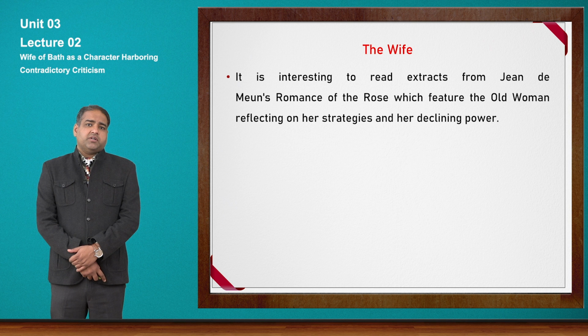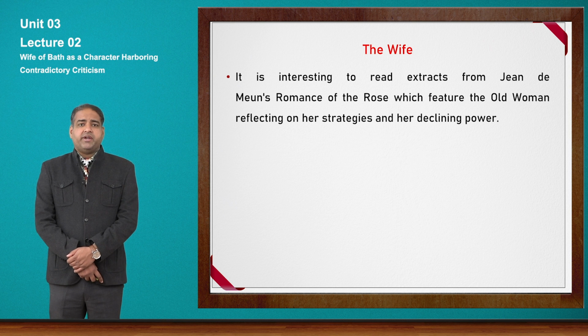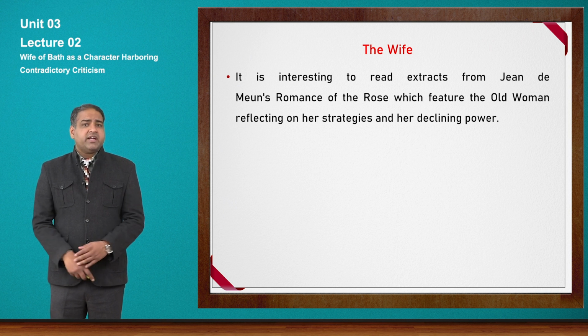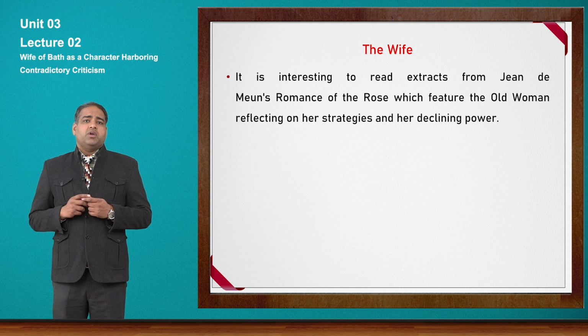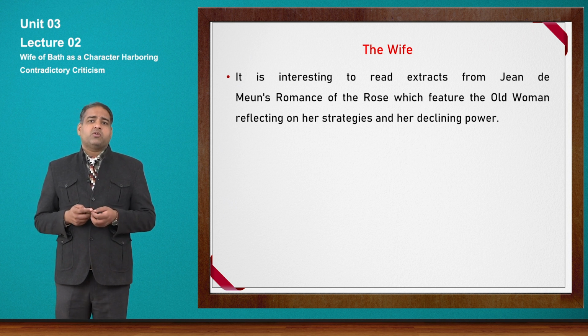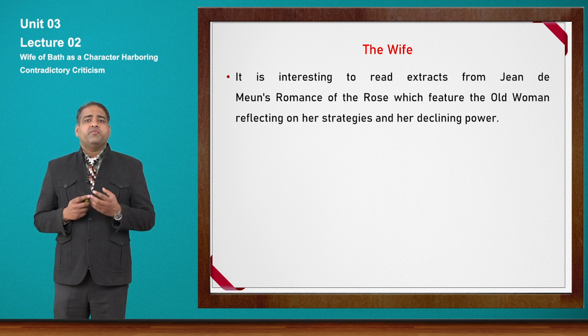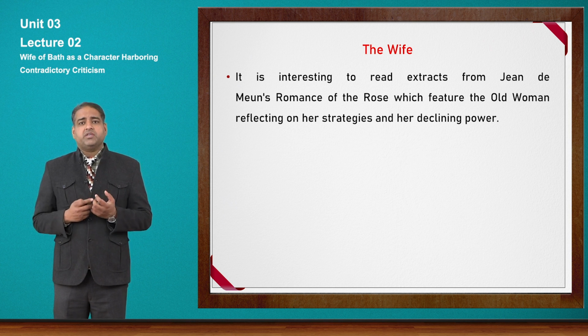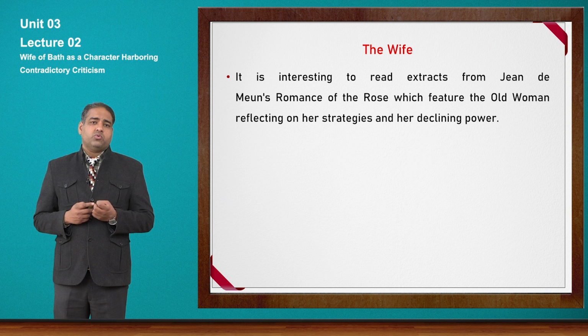It is interesting to read extracts from Jean de Meun's Romance of the Rose, which feature the old woman reflecting on her strategies and her declining power. So we have seen other examples also in the society. Take the Romance of the Rose, a book which again features old women with some strategies and declining powers in the society where they used to live.